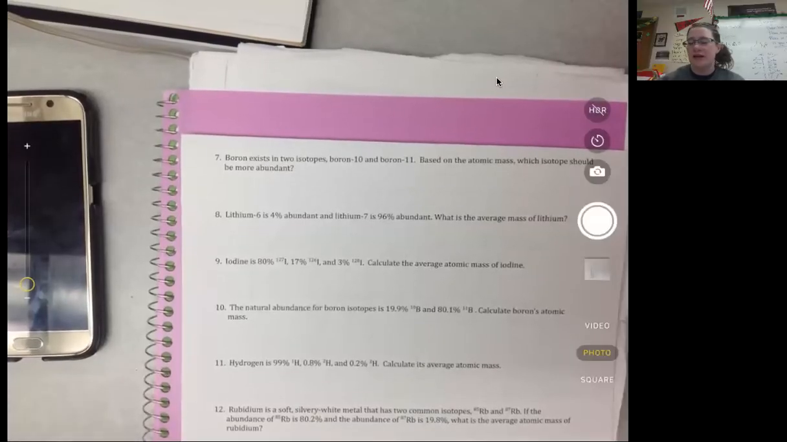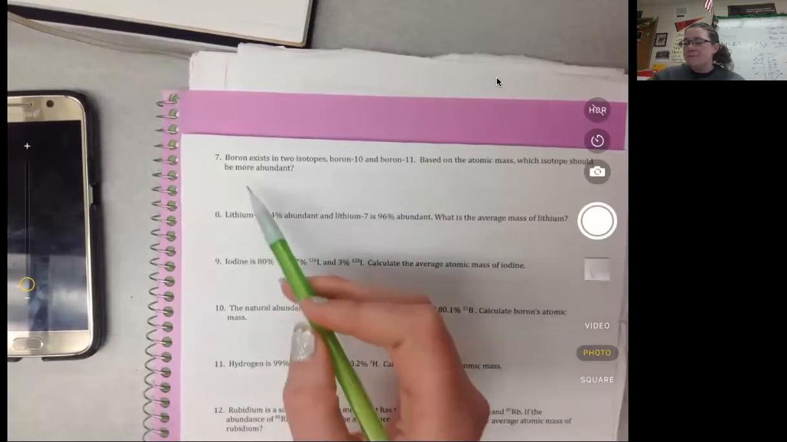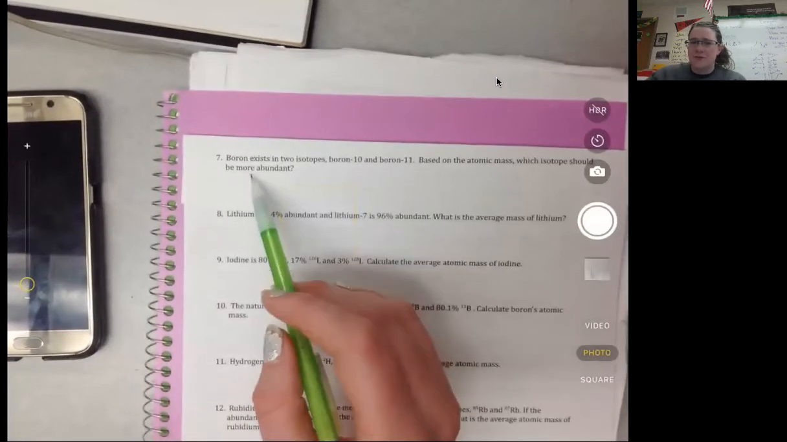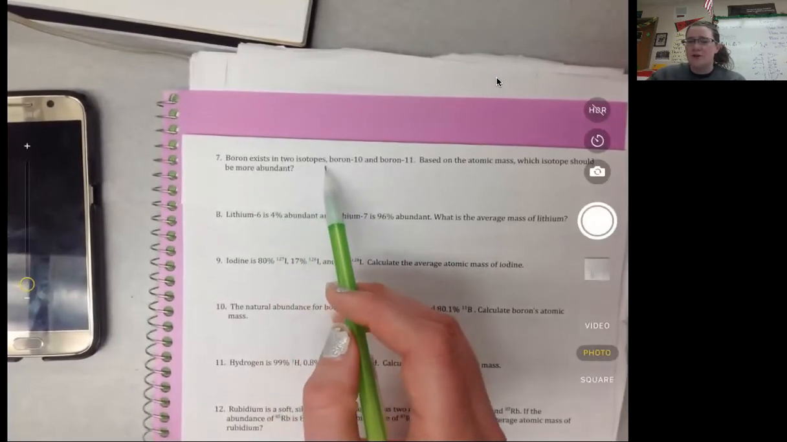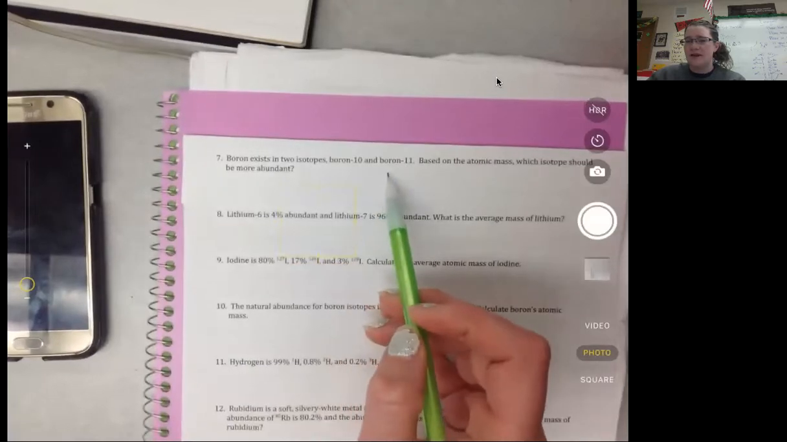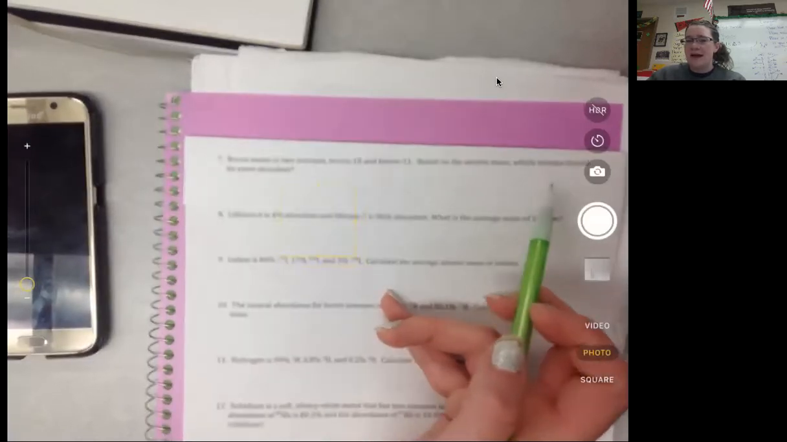All right, so we're going to look at how to calculate atomic mass, but before we do, I'm just going to go over again this relative abundance and how that plays in the atomic mass. Here I have an example of another problem. Boron exists in two isotopes, boron 10 and boron 11. Based on the atomic mass, which isotope should be more abundant?